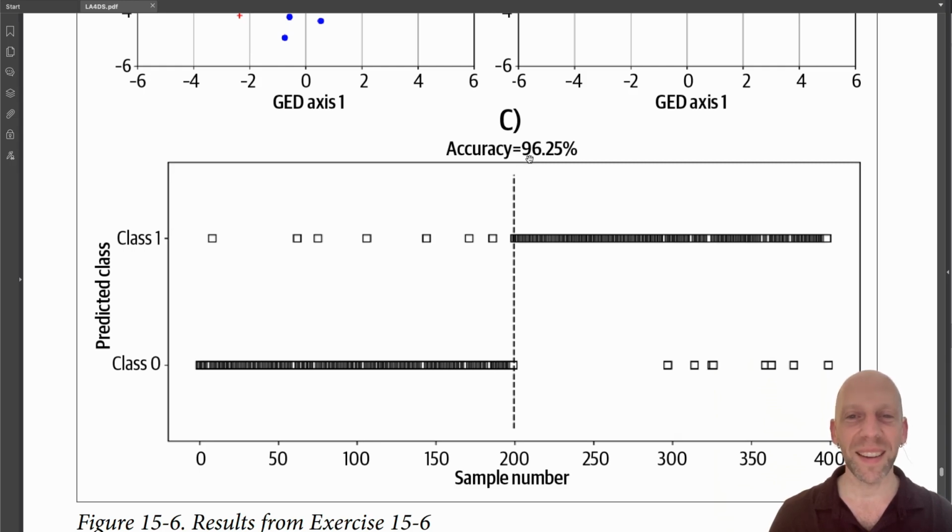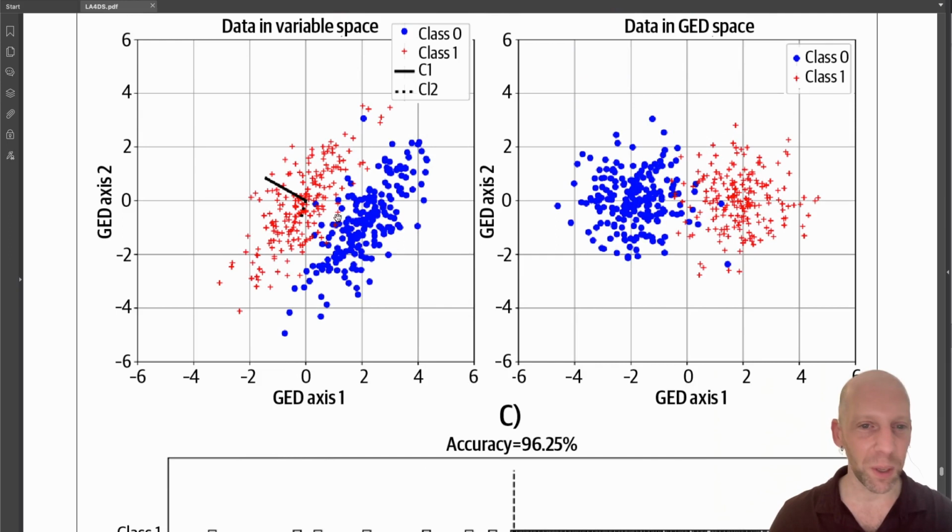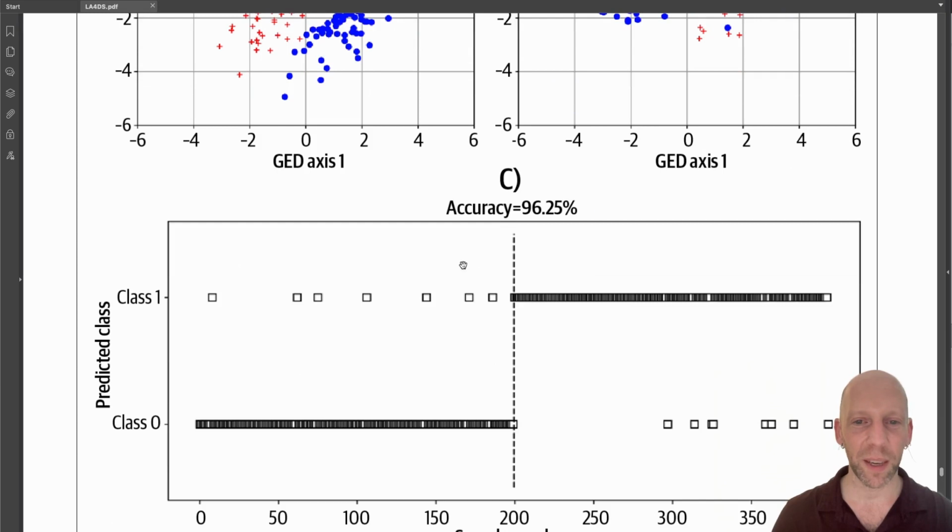We predict 96.25% accurate. I would say that is quite high accuracy for a problem like this, where you can see the data points are overlapping, right? There are blue circles clearly in the middle of the cloud of red plus signs, and there are red plus signs here. So it cannot possibly be perfectly separable. But for the generalized eigendecomposition, the LDA does really well.